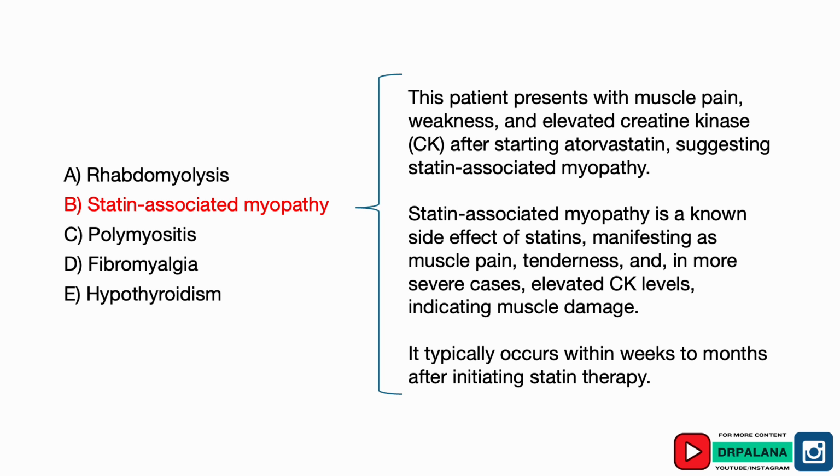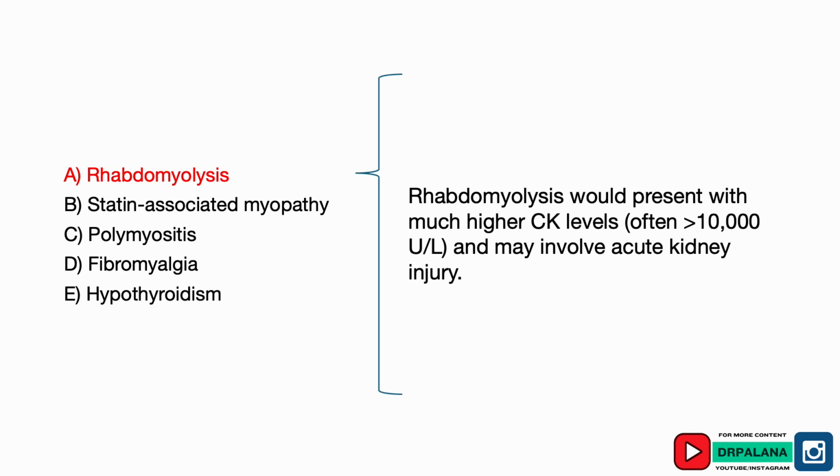This patient presents with muscle pain, weakness, and elevated creatine kinase after starting atorvastatin, suggesting statin-associated myopathy. Statin-associated myopathy is a known side effect of statins, manifesting as muscle pain, tenderness, and in more severe cases, elevated CK levels indicating muscle damage. It typically occurs within weeks to months after starting statin therapy. On the other hand, rhabdomyolysis presents with much higher CK levels, often over 10,000, and may involve acute kidney injury.